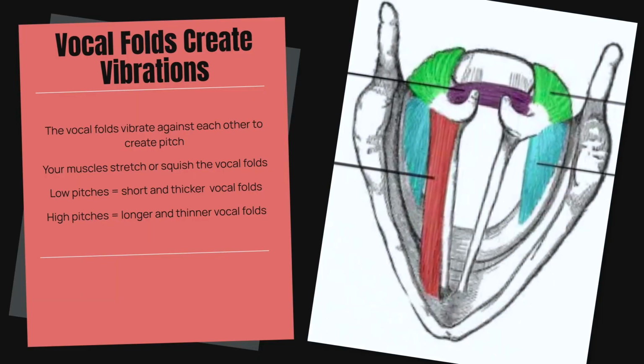What else do you remember? Vocal folds create vibrations. The vocal folds vibrate against each other to create pitch. We've got our heavy muscle and our light muscle wrapping around behind. The heavy muscle, remember, squishes and pulls, and it makes your vocal folds shorter. The light muscle stretches your vocal folds longer. That was this experiment, remember? We have this rubber band. When it's longer, we get higher pitches. As we go down, we get lower pitches. That's how your vocal folds are working.